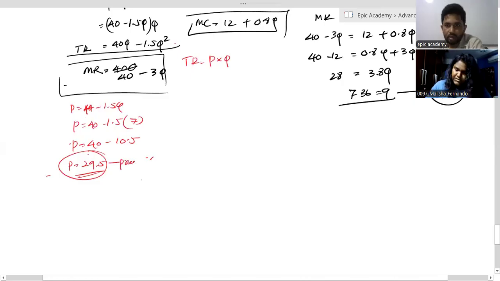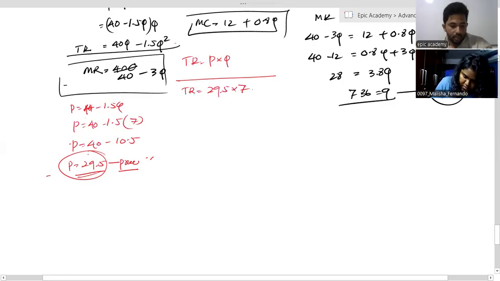It is the price, isn't it? Yes, right. And then you can calculate the total revenue. TR equal P is 29.5, Q is just 7. So 29.5 multiplied by 7. Can we take it as 30 or 29.5? No, no, don't take it. You can only round the quantity. If you round the price also, the entire calculation can be wrong. So 206.5.